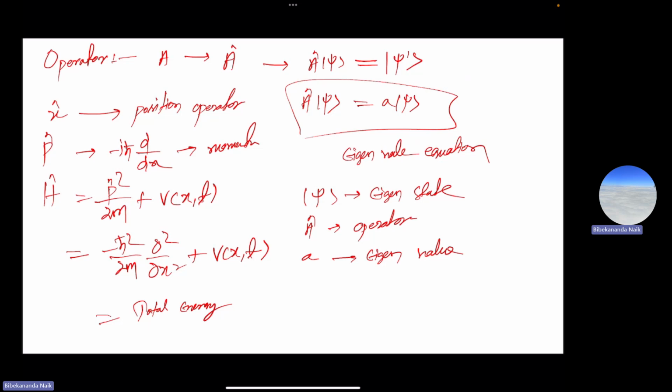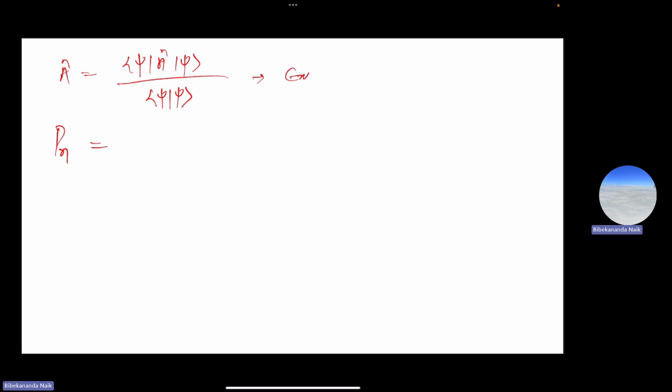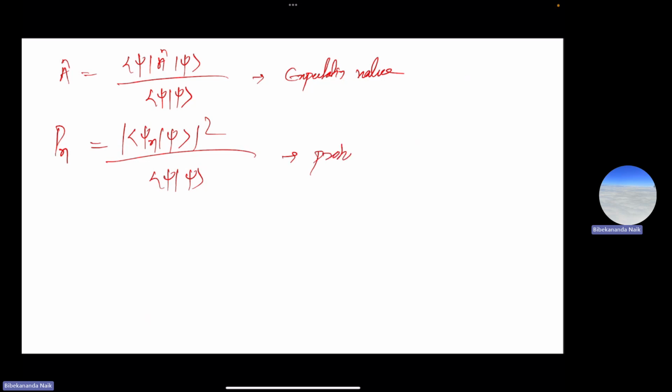If we are talking about some physical quantity and want to find the expectation value of the operator, we can write <psi|A cap|psi> divided by <psi|psi>. This is the expectation value. And the probability of finding a particular state can be written as <n|psi> divided by <psi|psi>. So this is the probability.